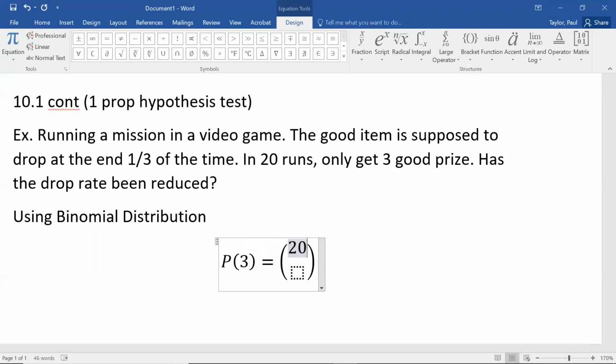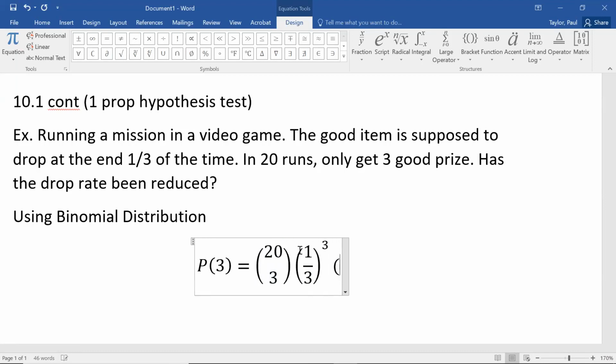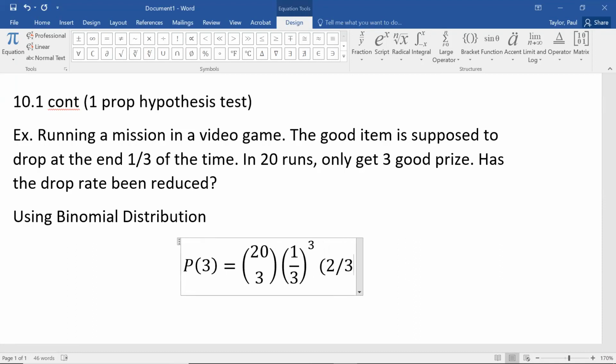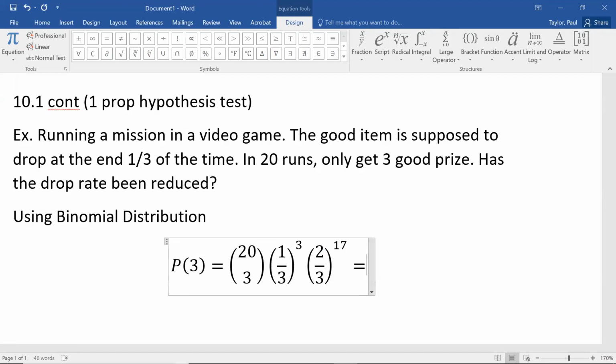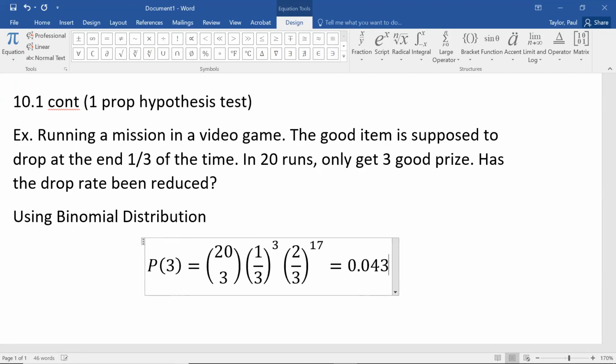Okay, so we want 20 choose 3, and then it's a 1/3 probability of the thing we want. We had 3 of those, and there's a 2/3 probability that we don't get what we want, and we had 17 of those. I did this ahead of time, and it comes out to about 4%. So 4% is pretty unlikely, but not outlandish.